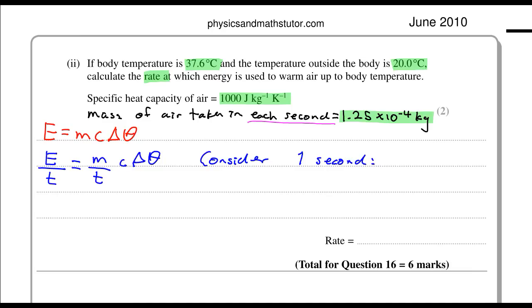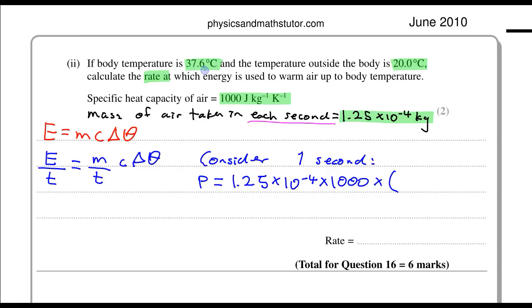and then the rate at which energy is used, which is E over t, we can write that as P, will be the mass over the time being 1 second, which is this number there, 1.25 times 10 to the minus 4, times the specific heat capacity, 1000 from there, times the change in temperature.